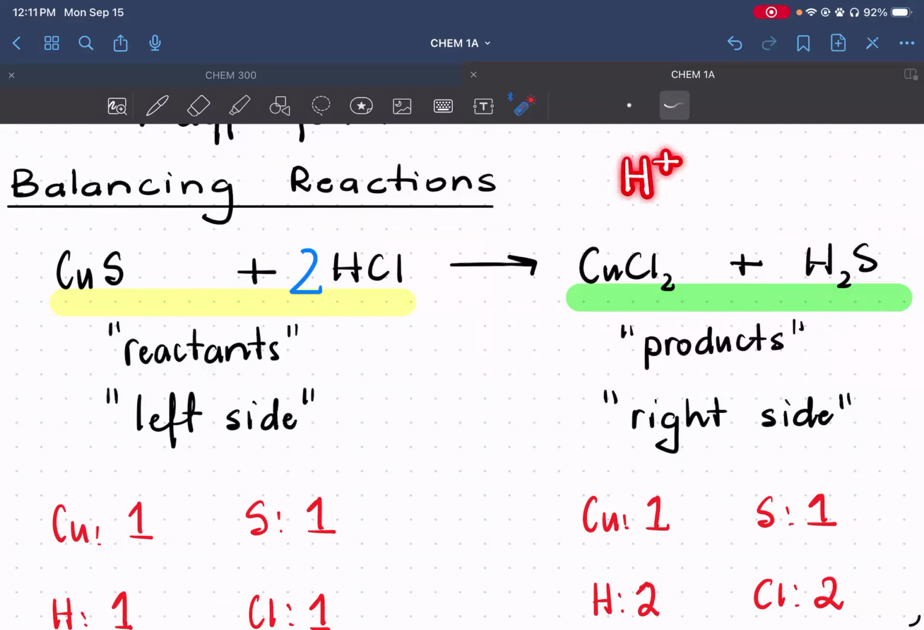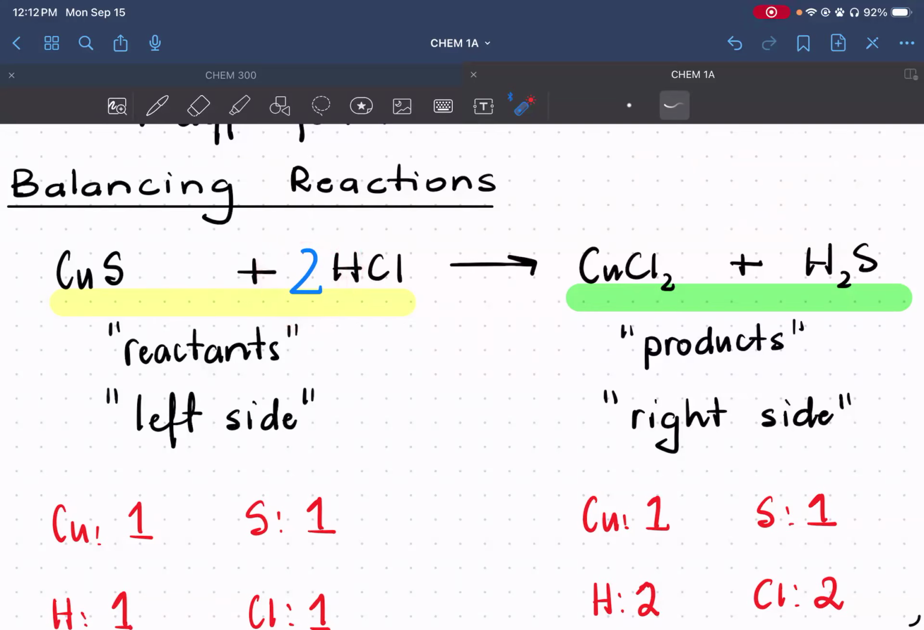Hydrogen is in group 1, so it's +1. Sulfur is in group 16, so it's 2-. The crisscross result of these two is, of course, H2S. So the subscript 2, or rather all subscript numbers, are a reflection of the crisscross. The big number in front is not a result of crisscross, but rather a result of balancing.